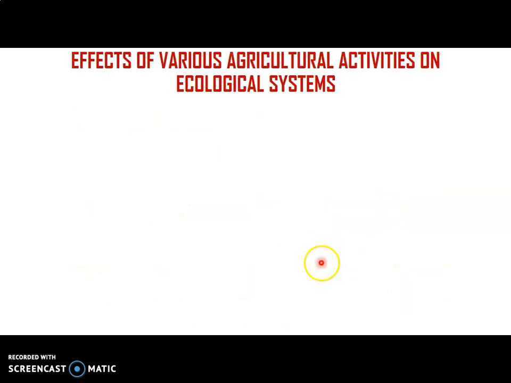The effects of various agricultural activities on the ecological system. We have the first one, bush burning. What are the effects of bush burning? Bush burning has adverse effects, and it also has positive effects. One of the adverse effects is that it removes plant cover over the soil, thereby exposing the soil to erosion. It will expose the soil to high or direct sunlight too. Another one is that useful organisms are killed during bush burning. Prolonged exposure of the soil surface will also lead to desertification. These are some of the adverse effects.